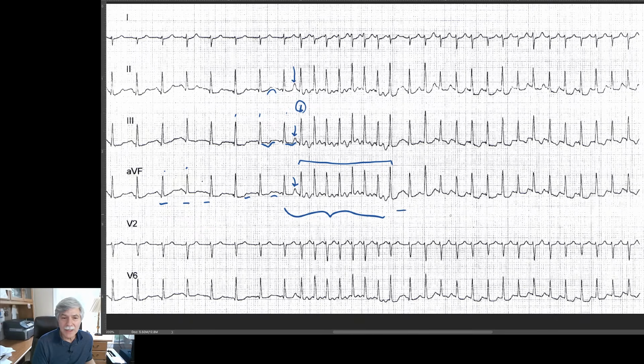But then what happens is the heart rate comes down a little bit to about 160 or 170 beats per minute, but it's very regular, it's narrow, it's not as fast as those first few beats, but it's obviously much faster than the sinus tachycardia before. So my partner looked at this and said, oh, it looks like PSVT.